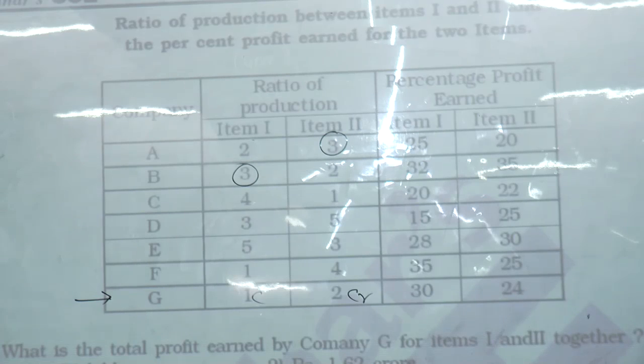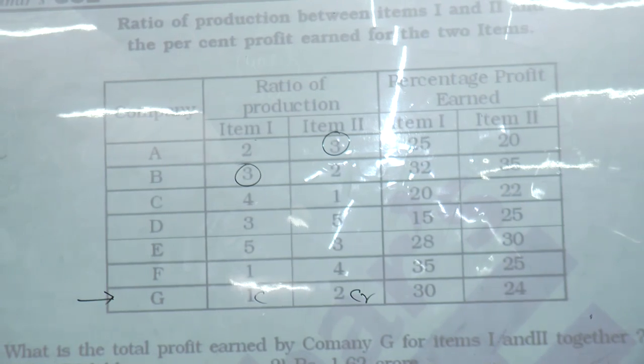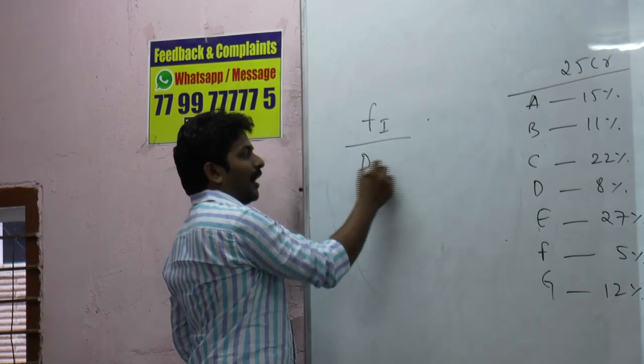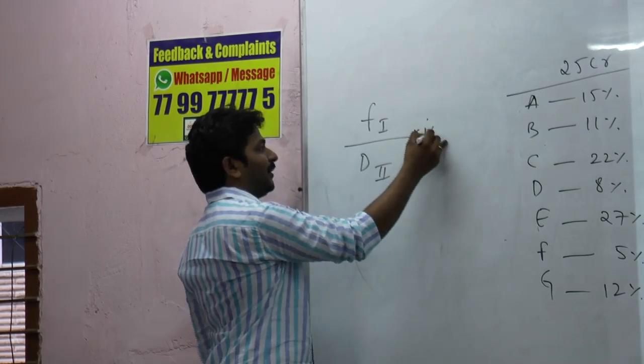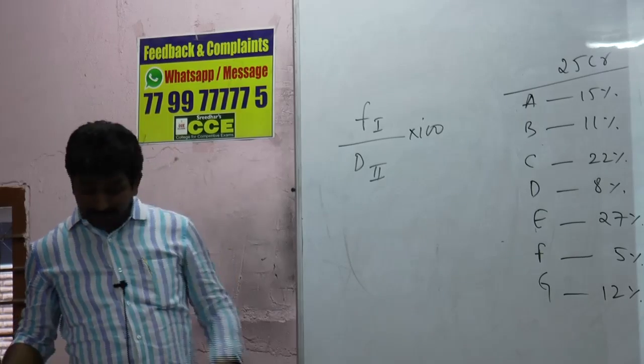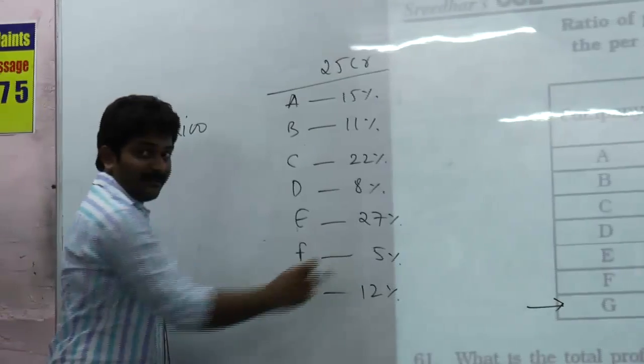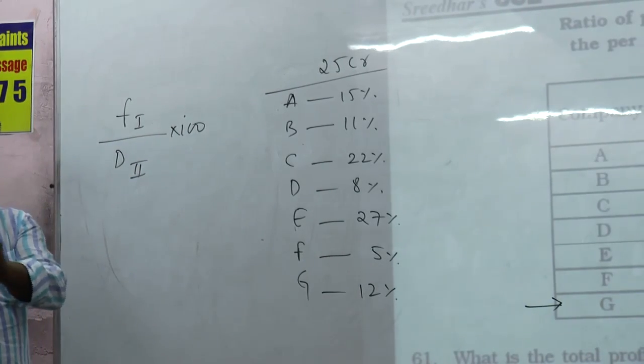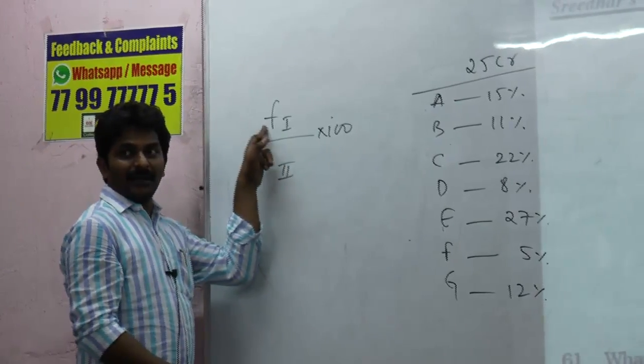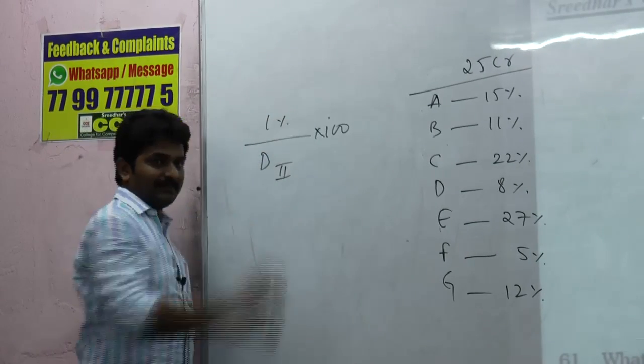Next, 64. The cost of production of item 1 by company F is what percent of the cost of production of item 2 by company D? Item 1 company F, item 2 company D, and you need to calculate percentage here. F total how many parts we have? 5 parts. Percentage how much percent? 5%. 5 parts, 5%. 1 part, 1%. Item 1 F company, that is 1%.